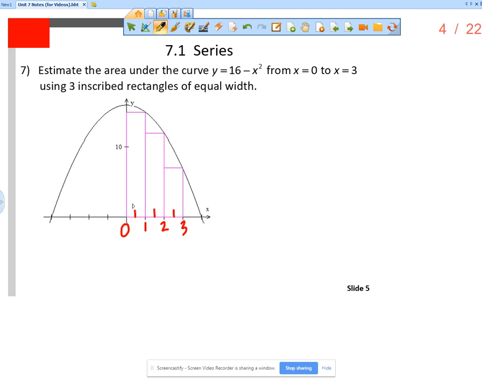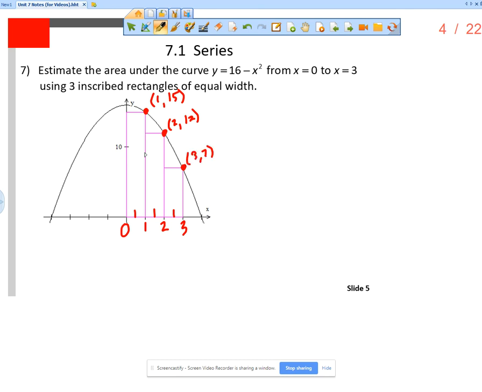All right. Now, how tall is it? If this is an inscribed rectangle, we're basing the height on the right side of the rectangle here. So the right side, well, if I plug 1 in, I get 16 minus 1 squared, that would be 15. If I plug 2 in, I get 16 minus 2 squared, so that'd be 12. If I plug 3 in, 16 minus 3 squared, 16 minus 9 is 7, so 3 comma 7.